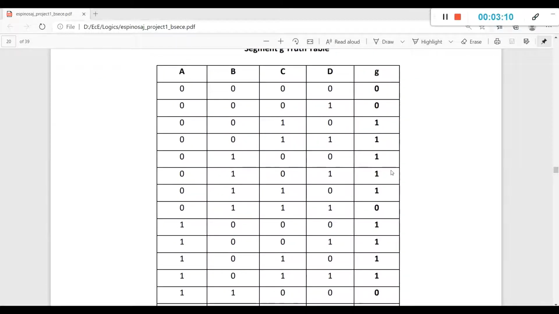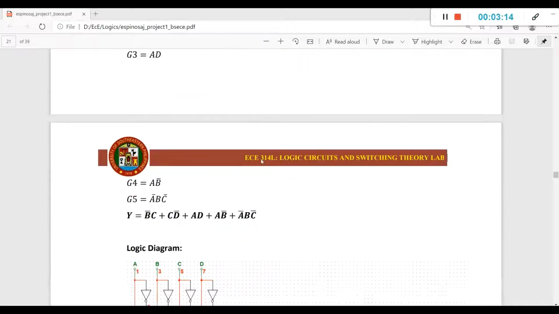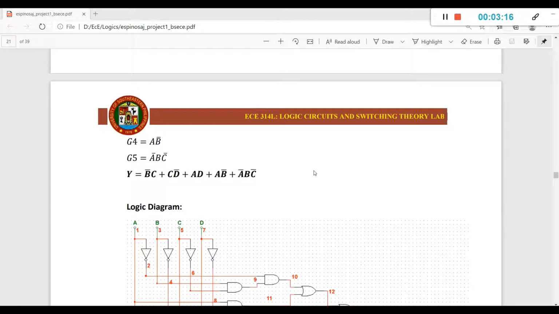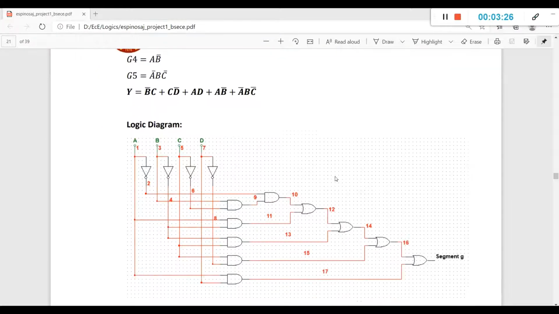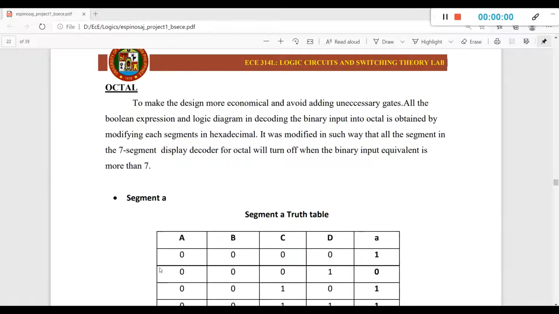For segment G through table, through the use of Karnaugh map, the Boolean expression obtained for segment G is NOT B and C, or C and NOT D, plus A and D, plus A and NOT B, plus NOT A, B, and NOT C. And the corresponding logic diagram is here.